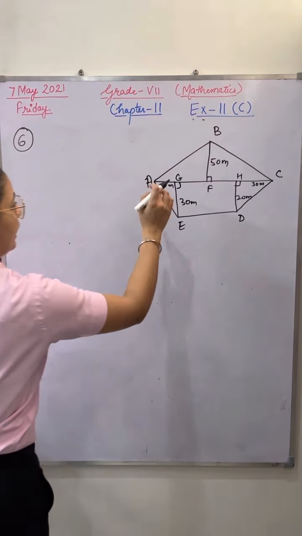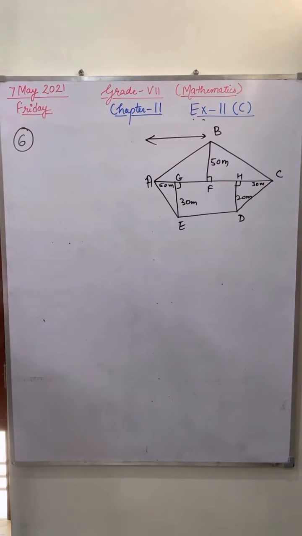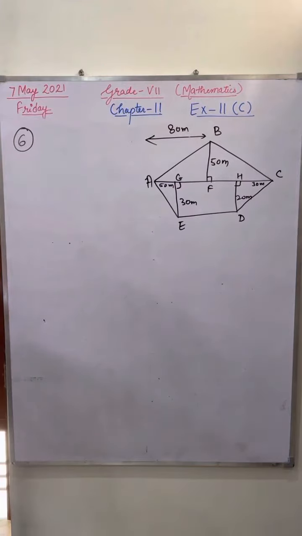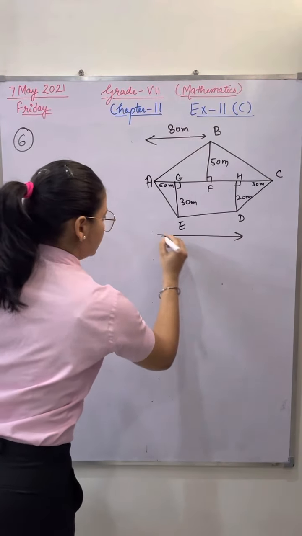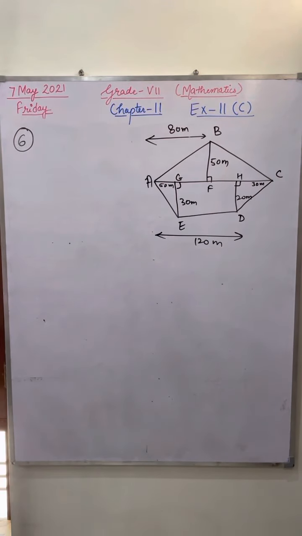This AF is given to you, 80 meter. One more thing is given, A to H. From A to H, this is also given, that is 120 meter. So these are the particular lengths given to you of this shape: 50, 50, 30, 30, 20, 80 and 120.